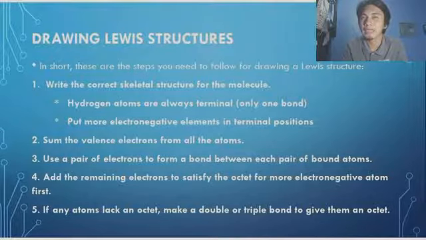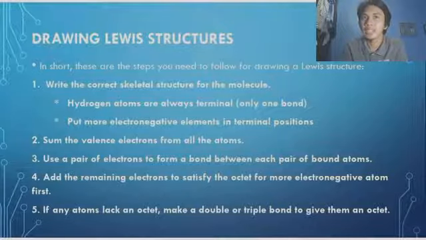It has 5 steps. First step, you need to write the correct skeletal structure for the molecule. Be reminded that hydrogen atoms are always terminal, which means only 1 bond, and also put more electronegative elements in the terminal positions. The second step, sum the valence electrons from all the atoms. You need to add all of those.